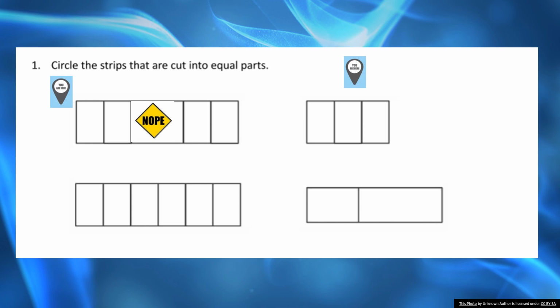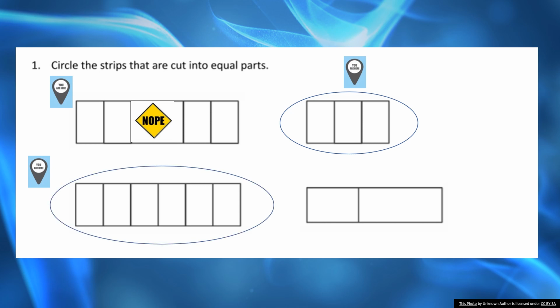Well, this strip is cut into thirds and they are 3 equal pieces. So that means that we're going to circle it. Now let's take a look at this one. This strip is cut into 6 equal parts or sixths, and each little part is about the same size, which means that it is cut into equal parts. So we are going to circle this one.